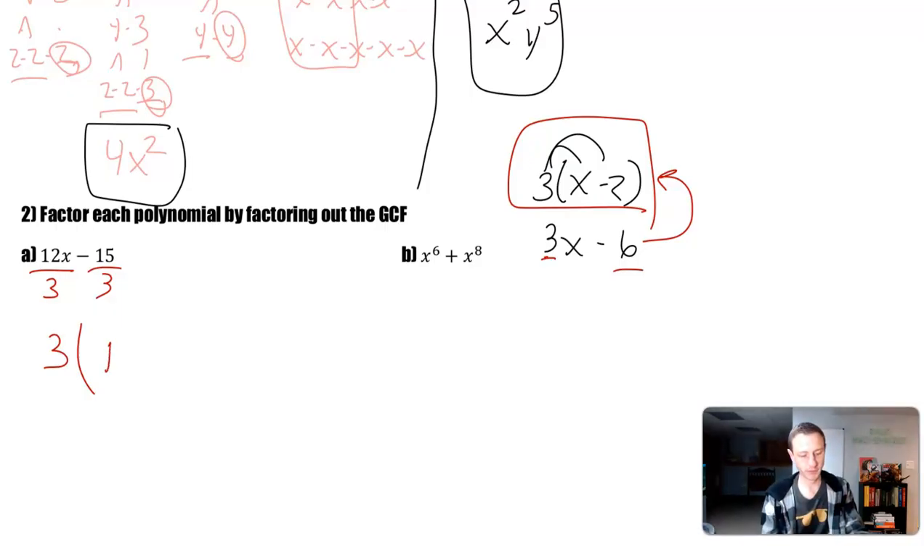So 12x divided by 3 is 4x. 15 divided by 3 is 5. So I get 3 times 4x minus 5. And if you want to check it, check it. 3 times 4 is 12. 3 times 5 is 15. 12x minus 15. So we should be able to get right back to where we started after factoring out that GCF.